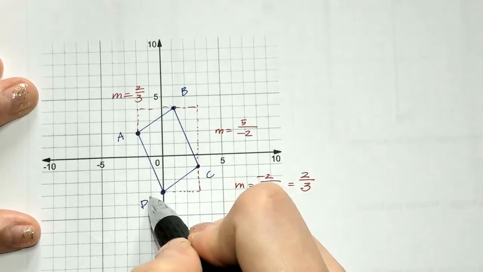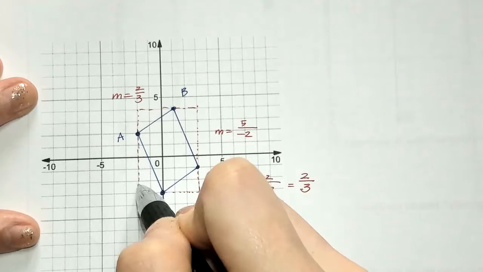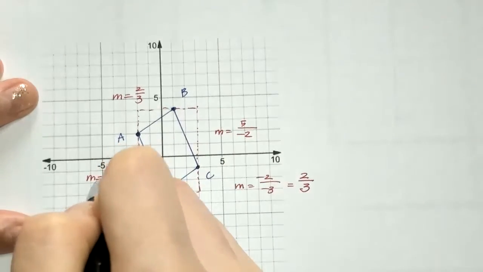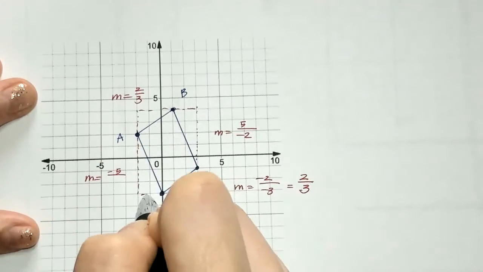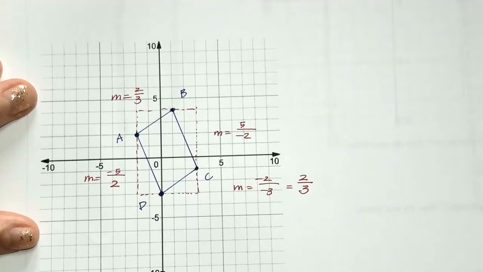I'm going to go from A to D. So 1, 2, 3, 4, 5. This is down 5 and then right 2. So -5/2.